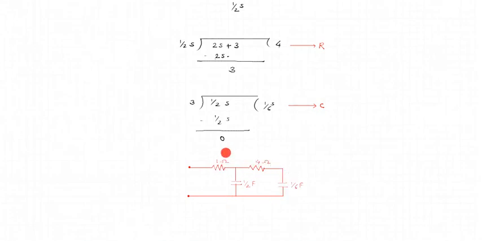The first resistive element is 1 ohm. Then we obtain the capacitive value of 1 by 2, which is the shunt element. Then the third element is the resistive element of 4 ohm. And the fourth element, which is the capacitive element, has a value of 1 by 6 farad. So you could see here, this is the circuit that describes the given function.